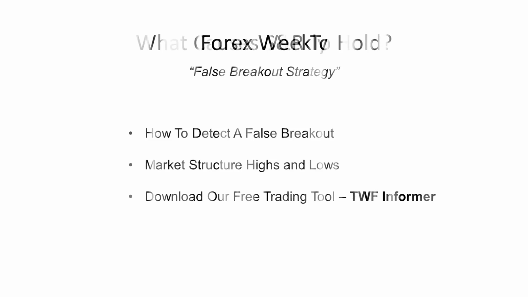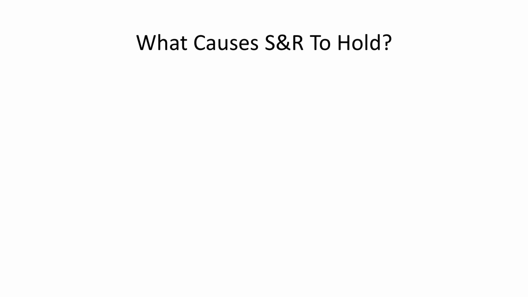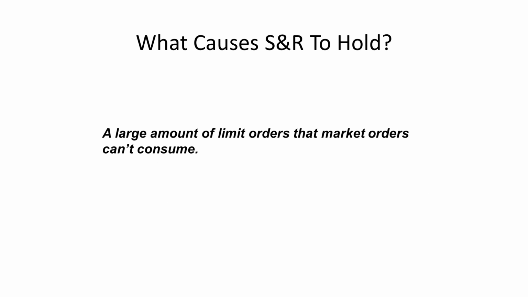So let's take a look at what causes support and resistance to hold. Why does sometimes support break? Why does it sometimes hold? The reason it will hold is if there is a large amount of limit orders that market orders can't consume. They can't fill or remove the limit orders from the market. That causes the market to turn the other direction, and then the market orders turn into sell orders. Everybody jumps on and goes short. Okay, so that is what causes the support and resistance to hold.